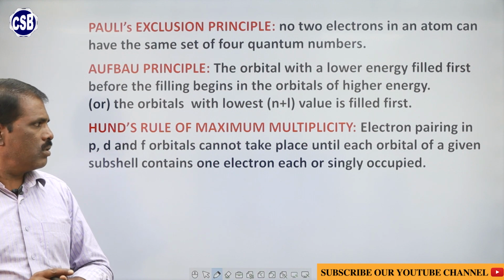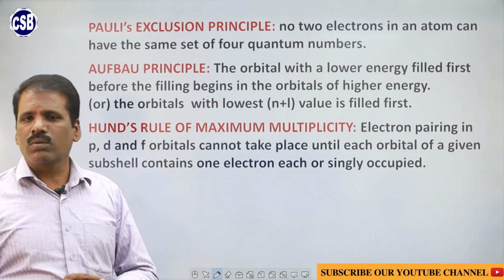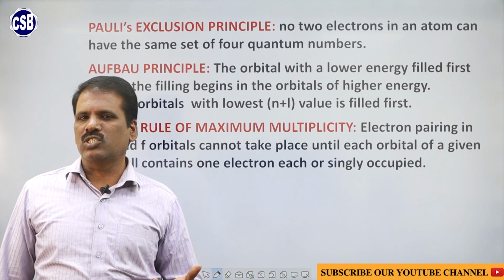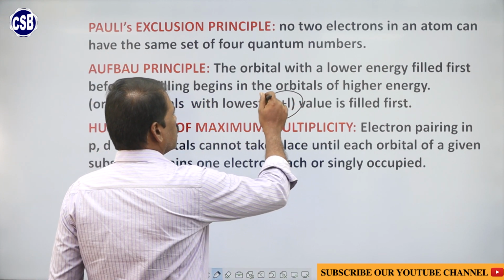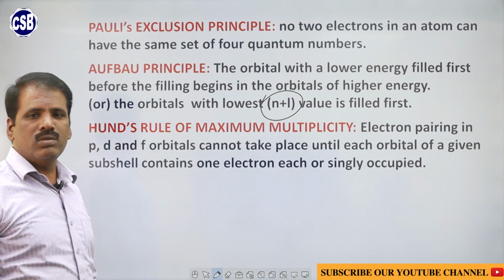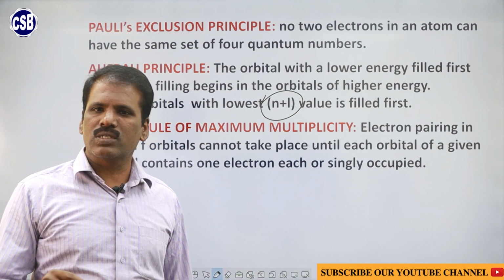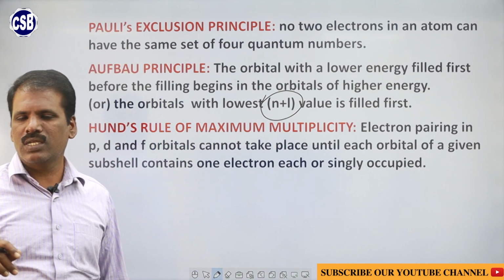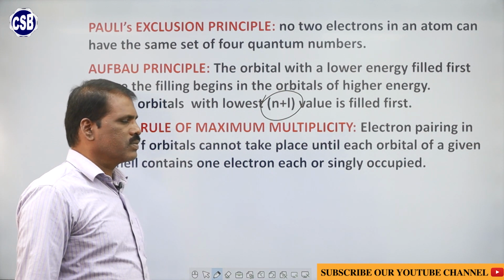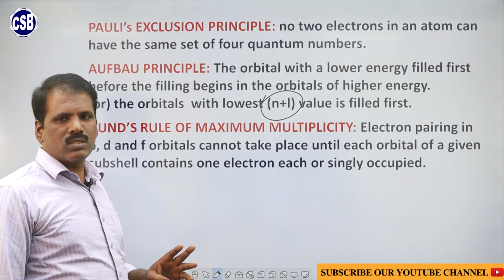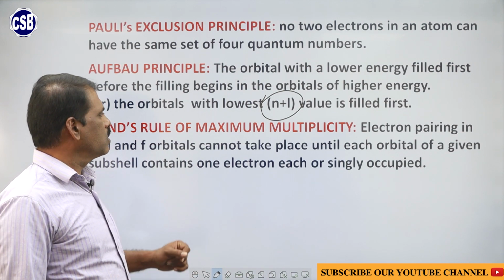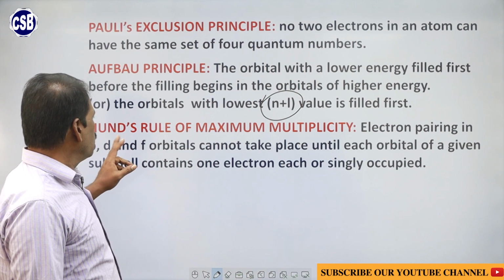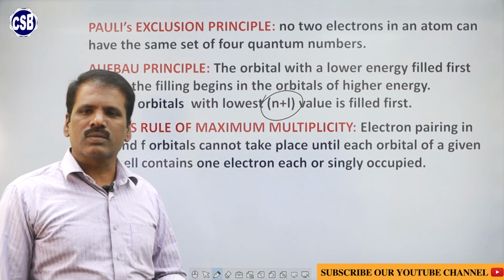So how will you come to know which orbital will have lower energy and which will have higher energy? That is given by the n plus L formula. You know that n value represents the orbit, L value represents the subshell. N is shell, L is subshell. For the orbital for which the sum of these 2 values is less, that will have lower energy.